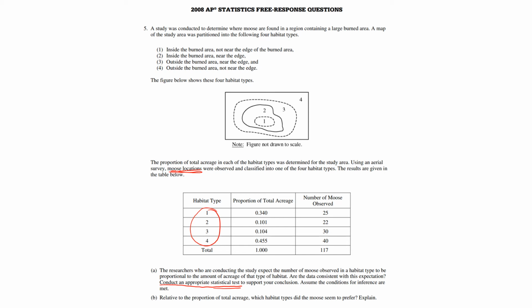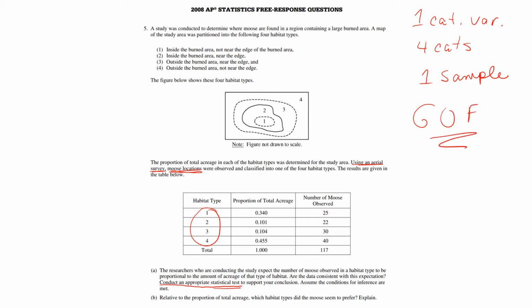I have only one sample. They used one aerial survey. So I have one categorical variable, 4 categories, one sample. This must be chi-square goodness of fit. And as soon as I know it's a goodness of fit test, I will perform the test, and then I'll be able to answer the questions.